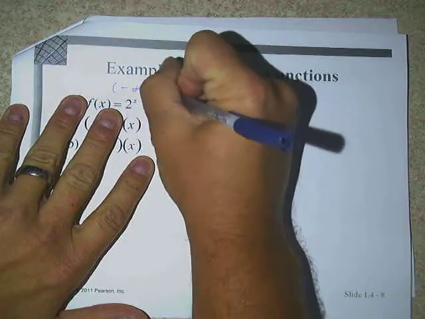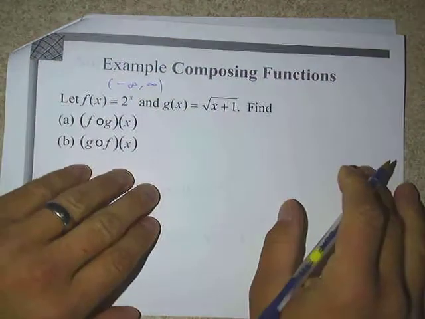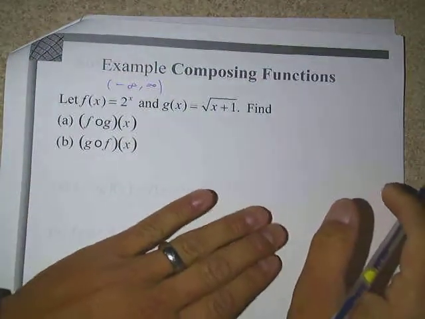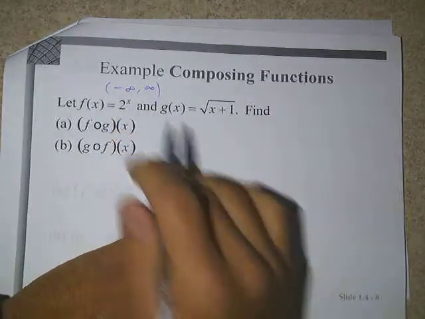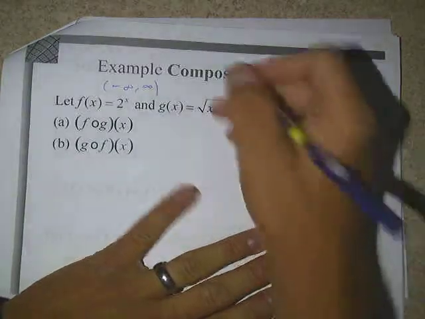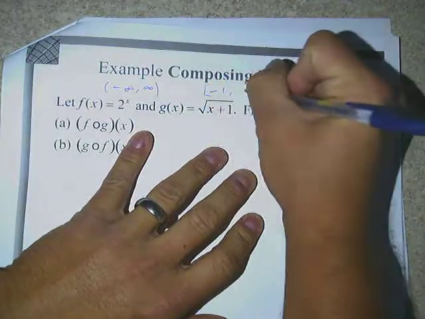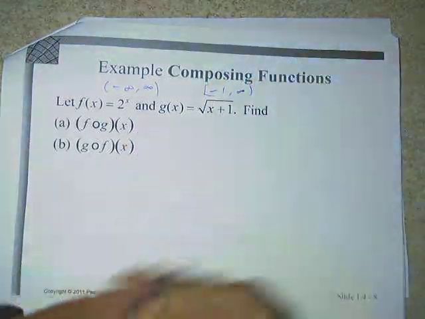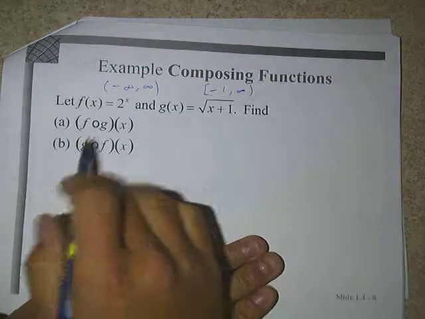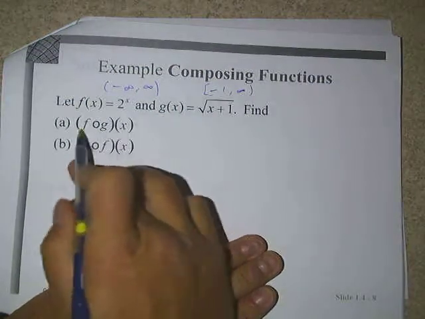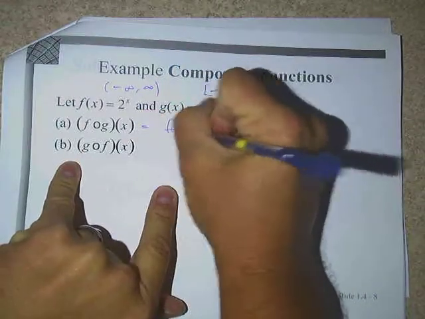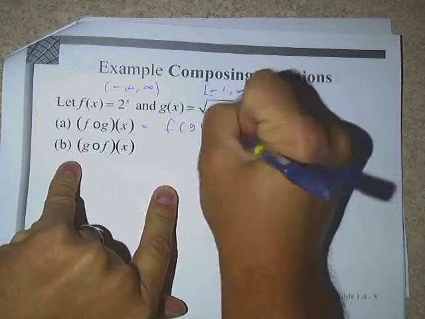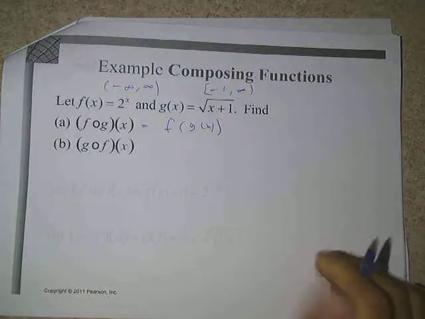this time we have 2 to the x, and we have that same g of x function, which is radical x plus 1. Knowing that we're going to be dealing with domains here, I'm going to write the domains down. We know that the 2 to the x function is an exponential function. It looks very much like e to the x. The base is a little bit different, but it's still an exponential growth function. And then we said that this one is -1 to infinity, so keep those in mind.